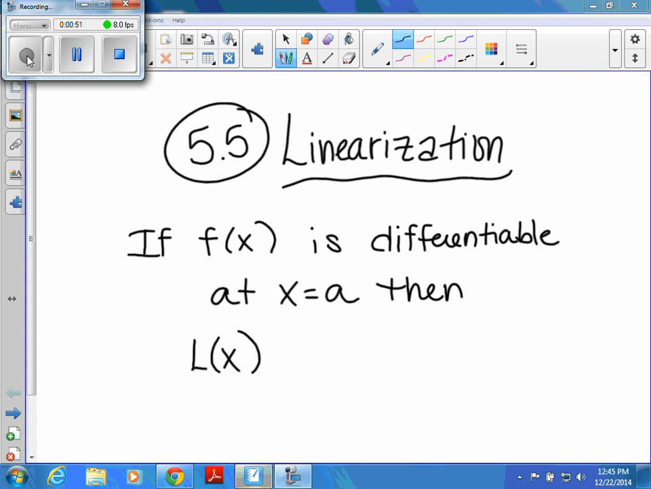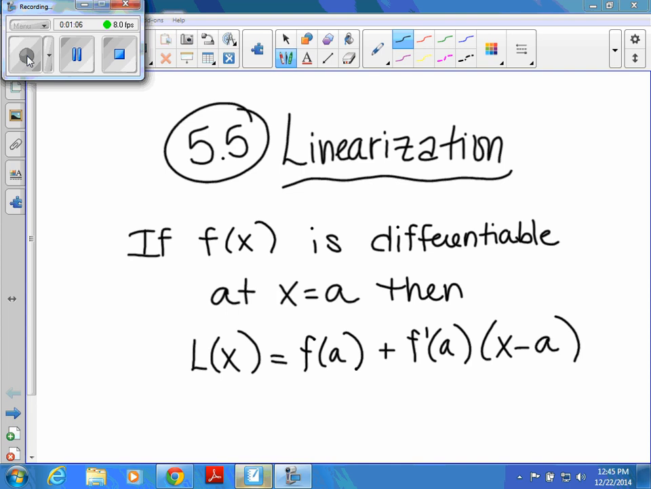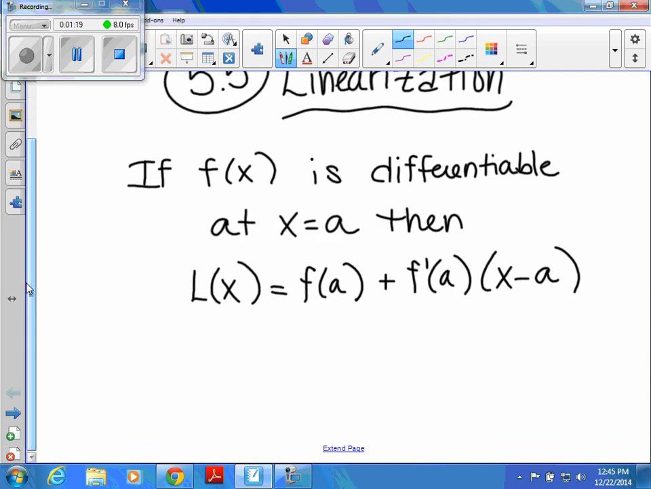Linearization formula, L of x equals f of a plus f prime of a times x minus a. That's called the linearization formula. So, you're going to find out that this is very easy because what does this stand for right here? The derivative, right? Doesn't that stand for the derivative?